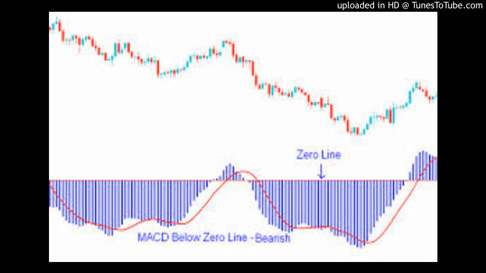The price has been rising. It's been in an uptrend for quite some time. And then what happens is we have this very decisive break of this common sense trend line with this very bearish candle here.